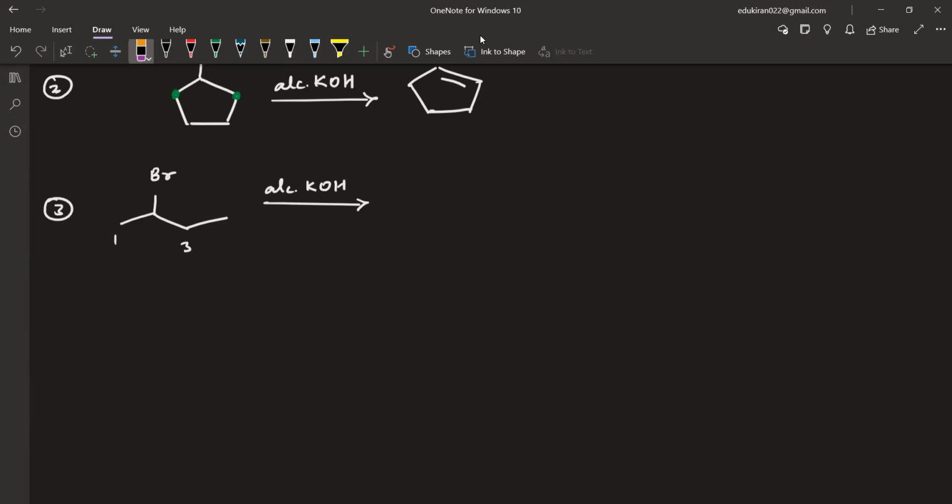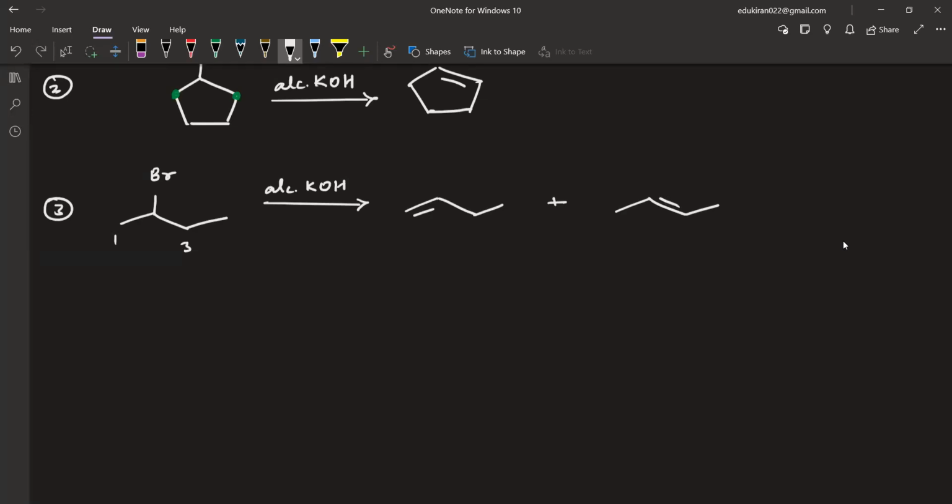Now, what do we see here in first and third? Are they same or different? Different. That means what can happen? I can make two different products here. I can either make something like this: double bond between 1 and 2, and there will be a double bond between 2 and 3. These are the products that we can form. Yes or no?